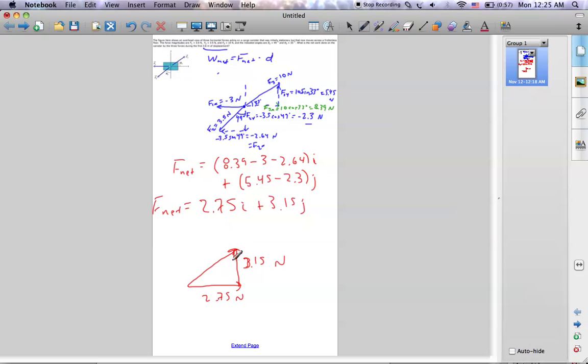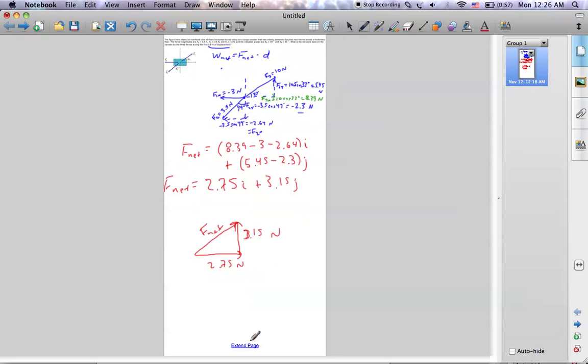and solving for F net, it would be F net equals the square root of 3.15 squared plus 2.75 squared, and that equals 4.18 newtons.